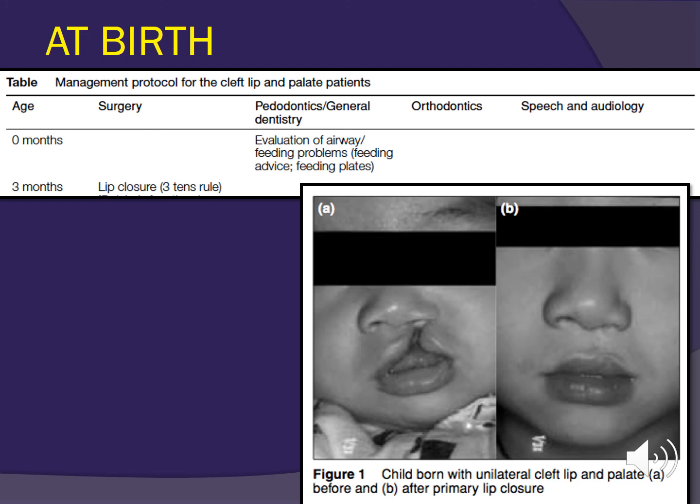They also follow the rule of 10s, which is that the surgery should be done when the baby weighs not less than 10 pounds, the baby should not be less than 10 weeks of age, and the blood hemoglobin should not be less than 10 grams.